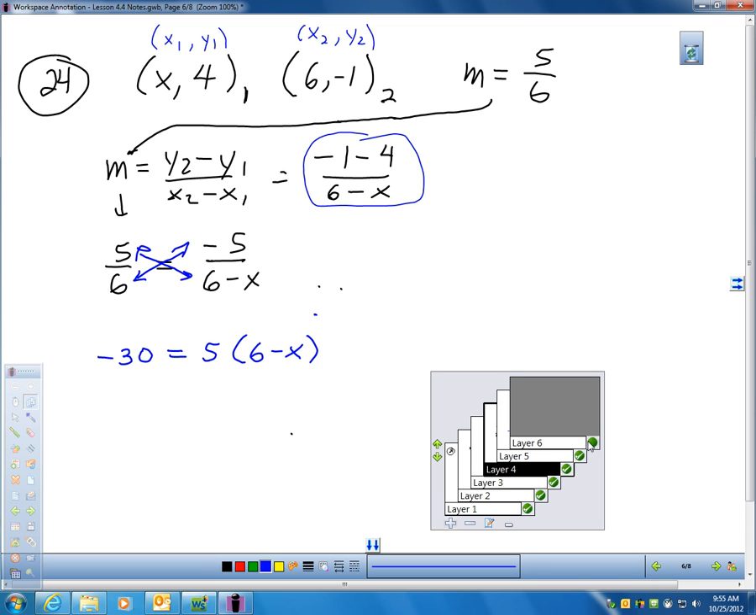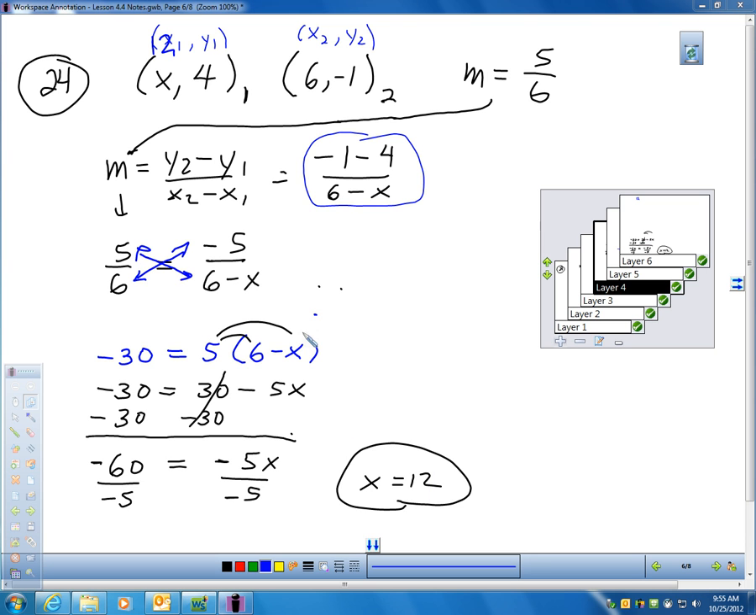I can distribute and I have negative 30 equals 30 minus 5x, and now I got to solve. I can take away 30, which would give me negative 5x on the right and negative 60 on the left, and then I can divide each side by negative 5, and I'm finding out I have 12. That means the value for x, this other point, must have been the point 12, 4.